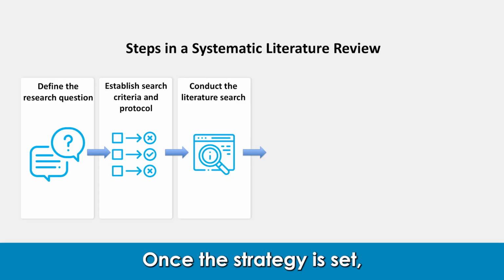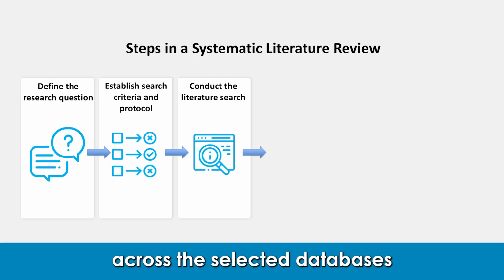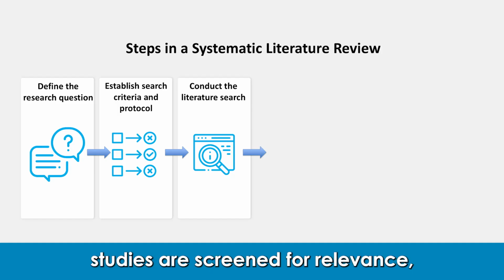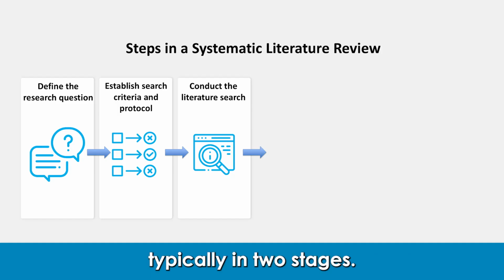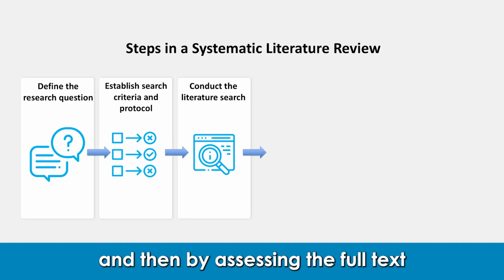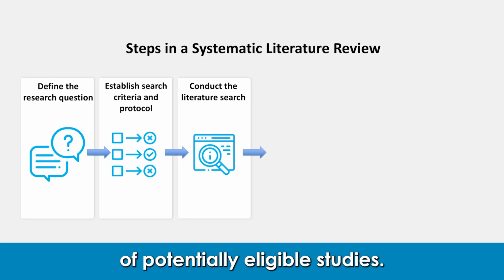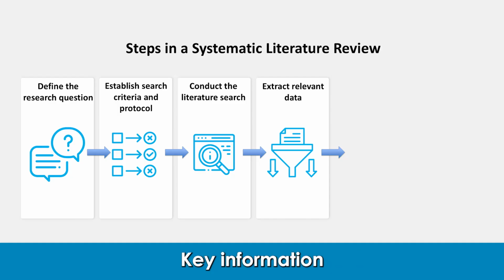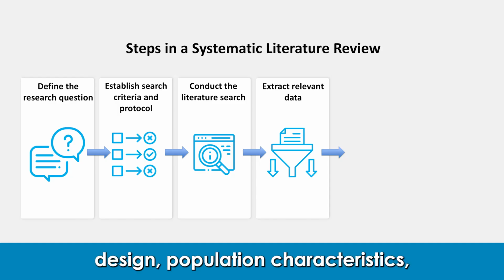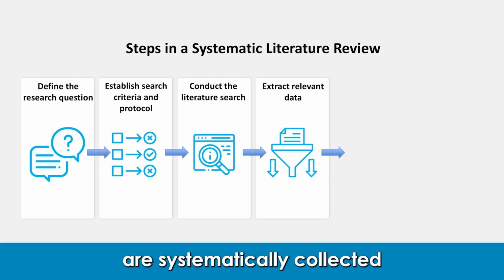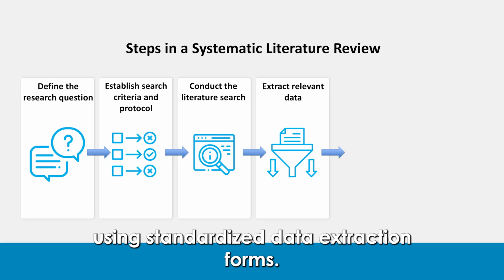Once a strategy is set, the literature search is conducted across the selected databases. Using the predefined criteria, studies are screened for relevance, typically in two stages: first by reviewing titles and abstracts, and then by assessing full texts of potentially eligible studies. After selecting the eligible studies, the next step is data extraction. Key information such as study design, population characteristics, interventions, outcomes, and results are systematically collected using standardized data extraction forms.